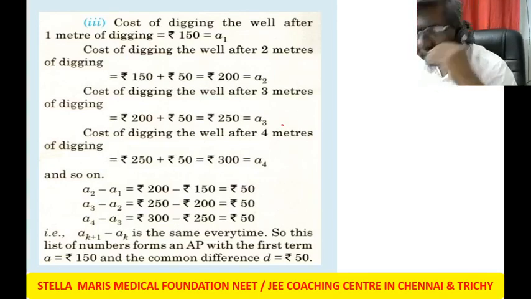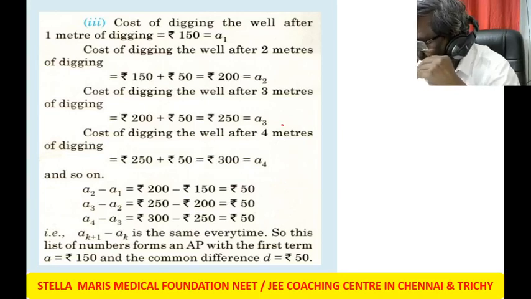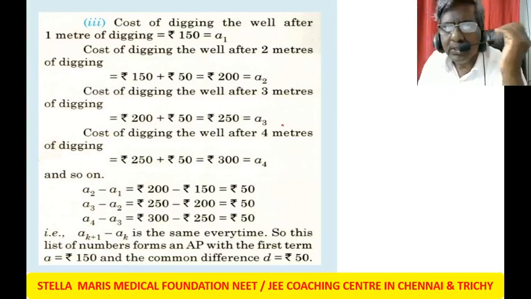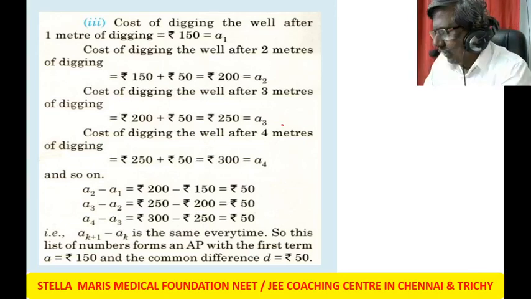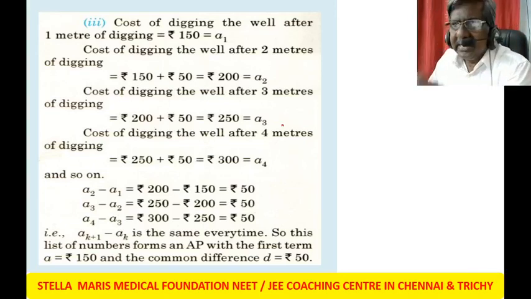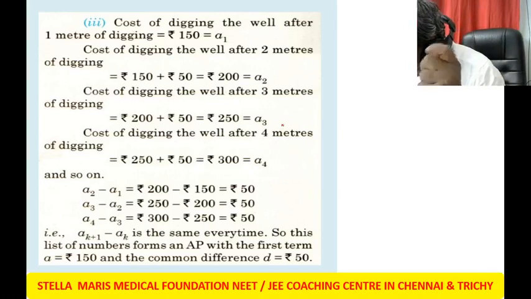So I'll read this problem. The cost of digging a well: after every meter of digging, it costs 150 for the first meter and rises by 50 for each subsequent meter. So when you dig 1 meter, it is 150. Then after that, for every meter, it will be 50 rupees addition. That's what it's saying, no?